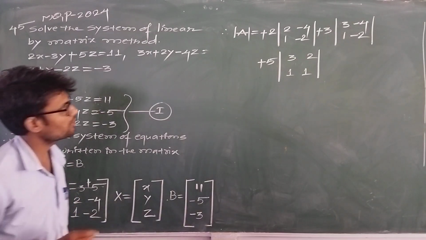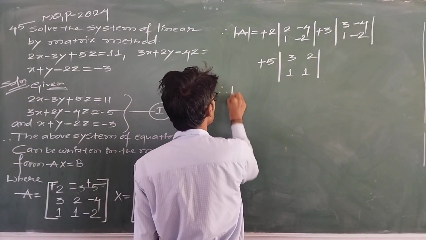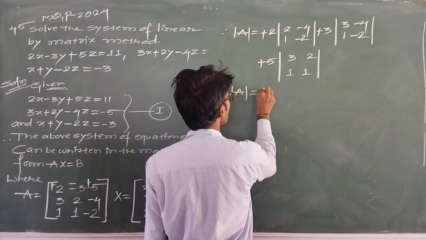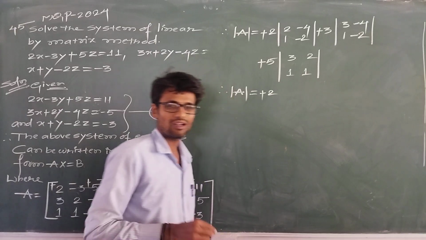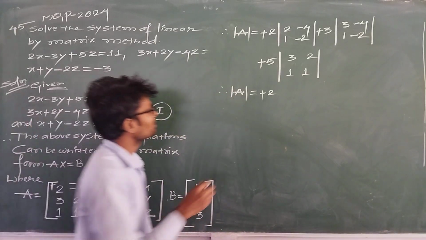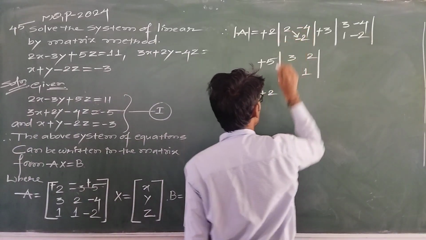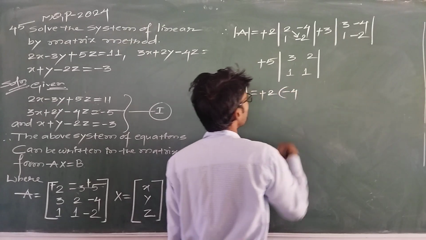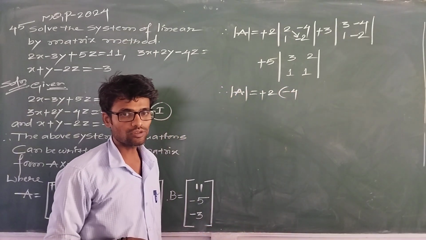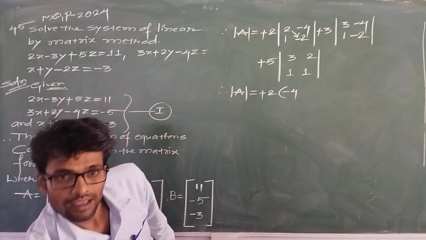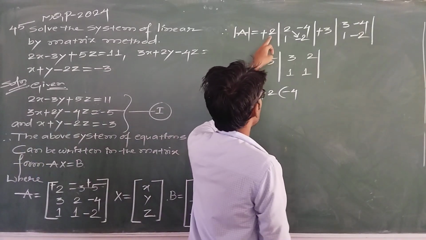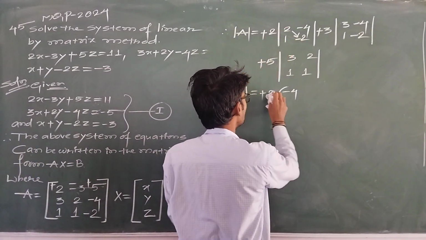Remember these things. So determinant of A is equal to plus 2, written as it is. Next, go for further simplification. See, 2 into minus 2 is minus 4. Very important. So we have 2 outside, 2 into minus 2.